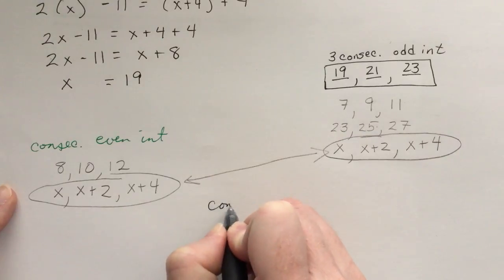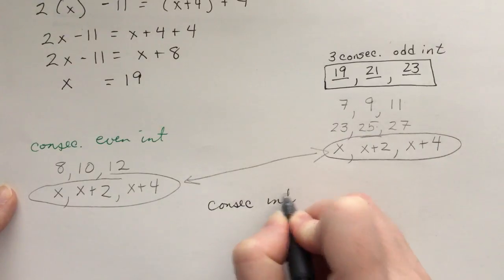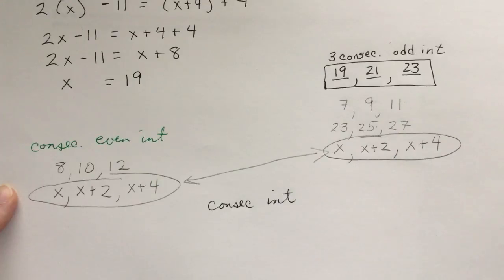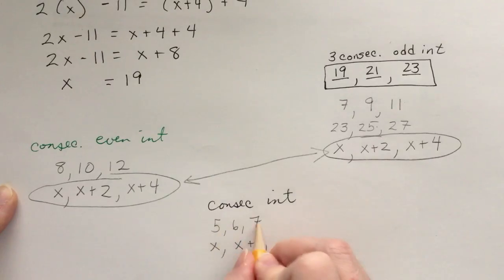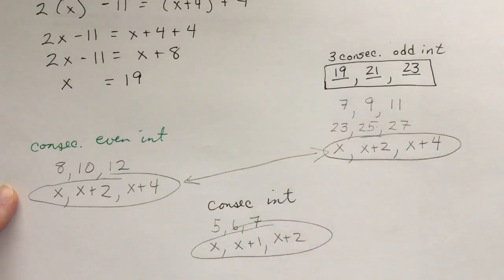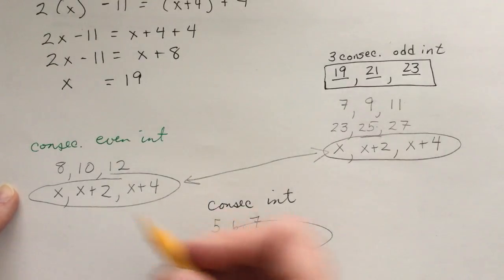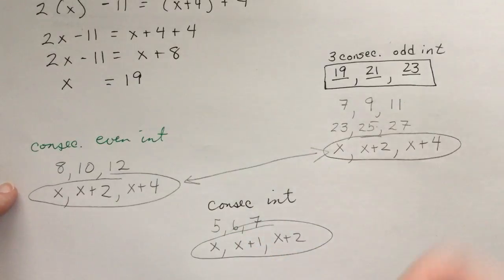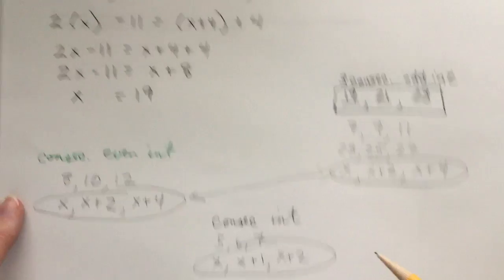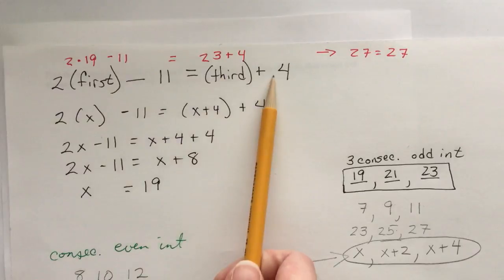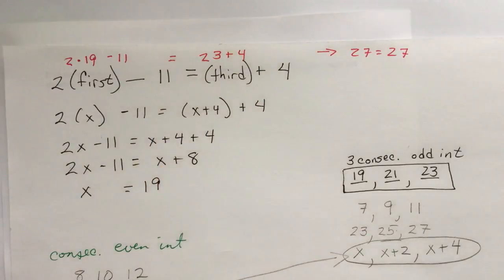If we simply wanted consecutive integers, well, 5, 6, 7 as examples. x, 5 to 6, x plus 1, 5 to 7, x plus 2. And so that's a way you can double check your work and remember what the consecutive integers are. Use the words in the setup, and that makes the check a lot easier.